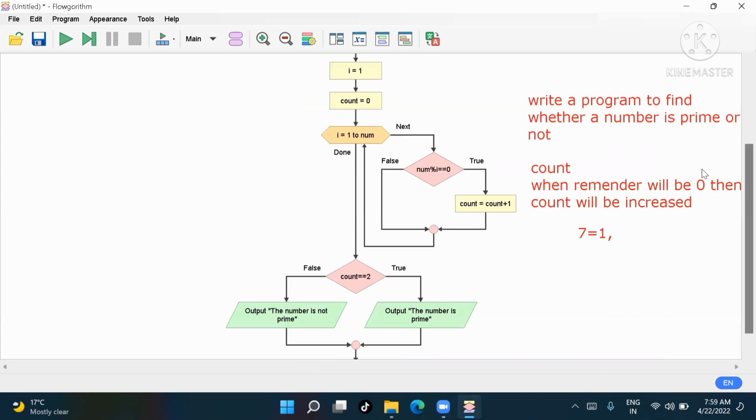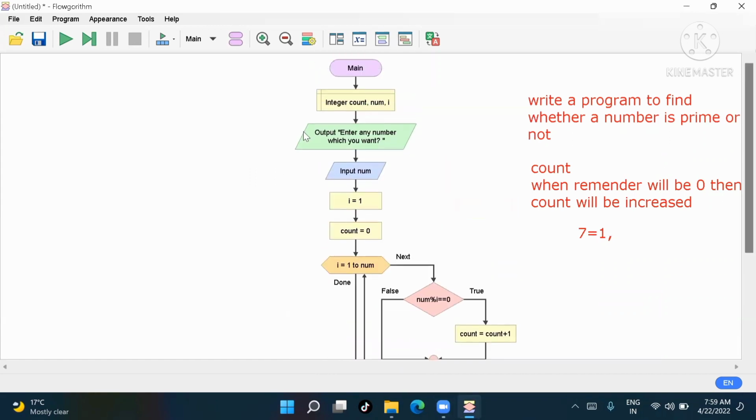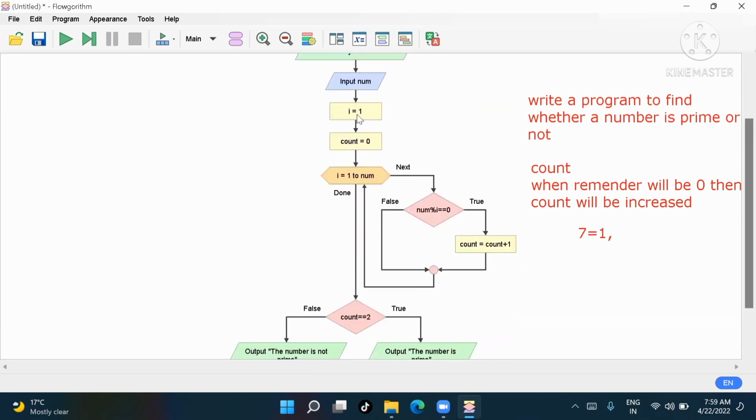Understood? Now we look here. We have to count using num and i. Here, what is the work of count? You got it. When the remainder is 0, then that many times count will be increased by 1. Num is the number, 7, if you have taken 7. i is for initialize. In the for loop you have to initialize, you have to assign i equal to 1 here only. If you check with 7, you got this thing.